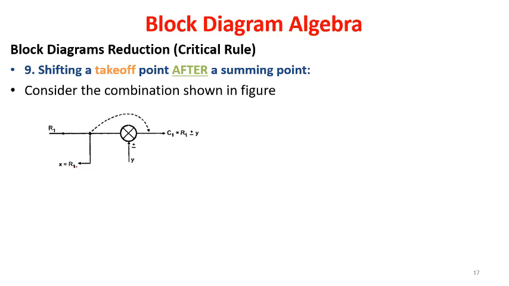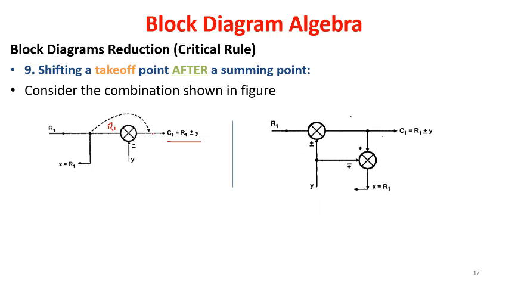Before that, let's see what is the condition here. R1, when you are taking out here x as a variable, it will be equal to R1 itself only, and here it will be R1. So at the summing point we are having Y as a signal, so it is plus or minus, so the output here will be C1 equal to R1 plus or minus Y. The same output result has to exist when we are going to shift this takeoff point after the summing point. Let's see how it can be done.